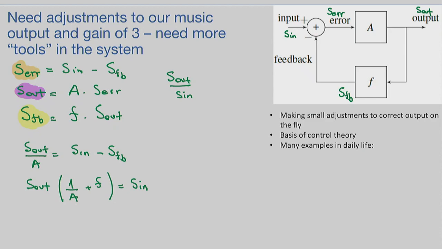Now we have an equation that relates signal out and signal in. Signal out over signal in equals 1 over (1/A plus F). This can also be written as A, which is the amplification block, over 1 plus AF.